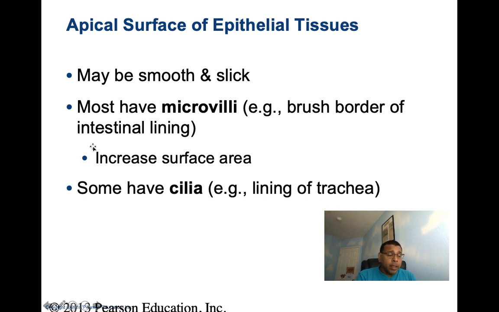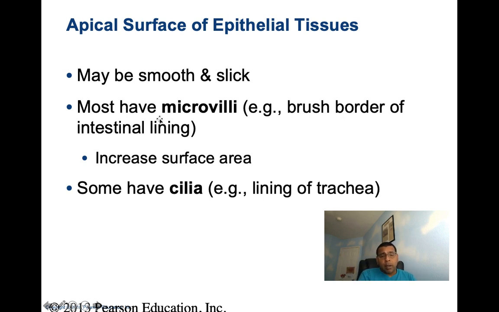Now in epithelia that absorb and secrete substances, like your intestines or the tubules of the kidneys, microvilli are so dense that the apical surfaces of the cells, the apices, have a fuzzy appearance. And we refer to that surface as the brush border. The brush border.